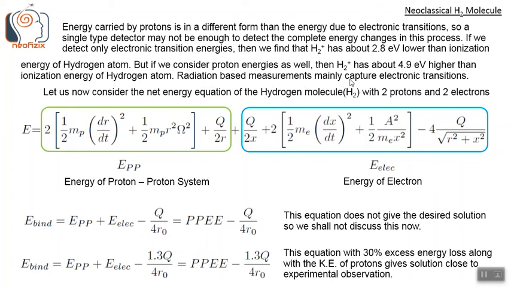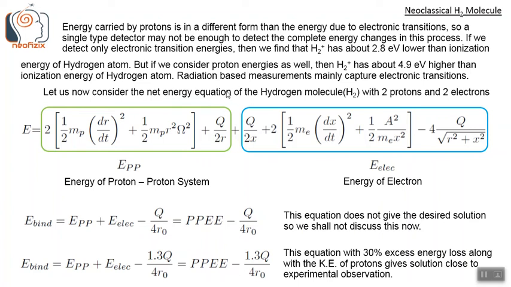The radiation based measurements mainly capture the electronic transitions. So that is why we think the H2 plus is at a state 2.8 electron volt lower than the ionization energy of atom. But it is only the binding energy of the electron which is lower. The overall energy of this H2 plus is higher, but the electronic binding energy is lower than the hydrogen atom. So that is the actual case.